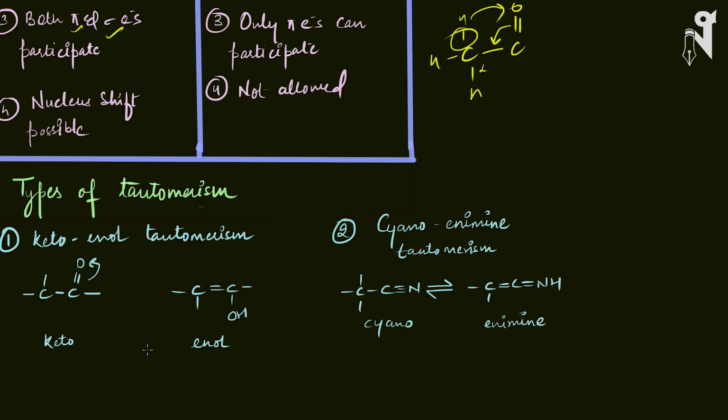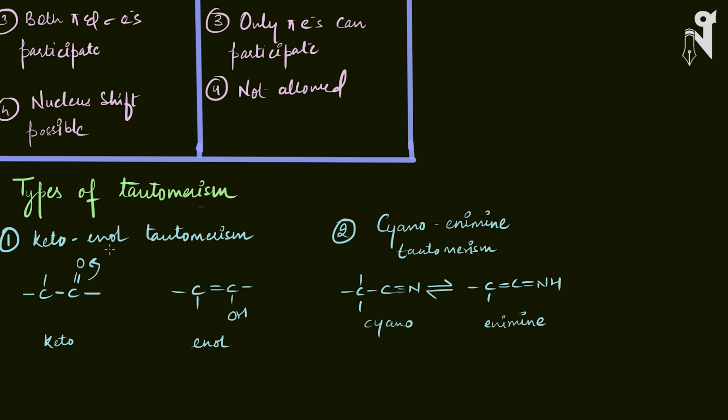Next is nuclear shift possible. Nuclear shift possible means atom shift possible. That means the hydrogen atom is shifting its position from one position to another. So that shift is possible in case of tautomerism, whereas in case of resonance, it's strictly the movement of pi electrons. It has nothing to do with the atom. Atoms cannot shift from one position to another. So atom shifting is not possible in case of resonance. Now let's understand what different types of tautomerisms we have.